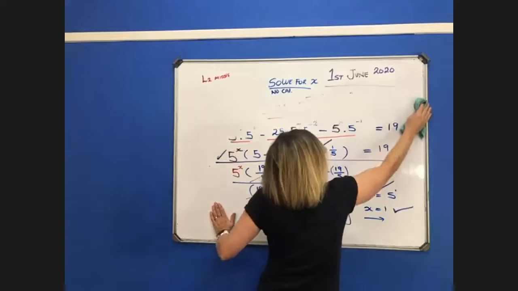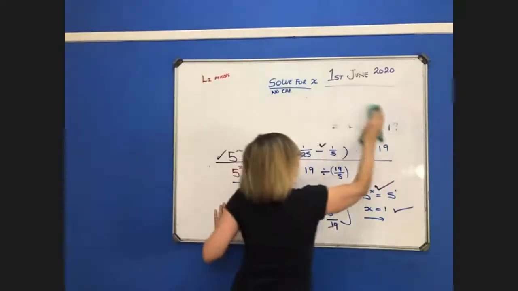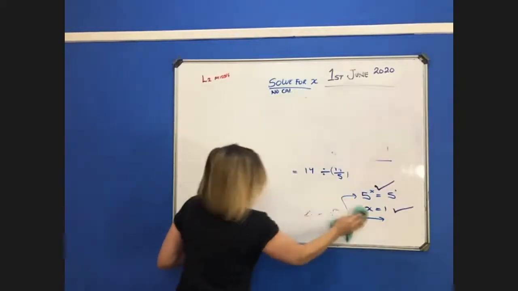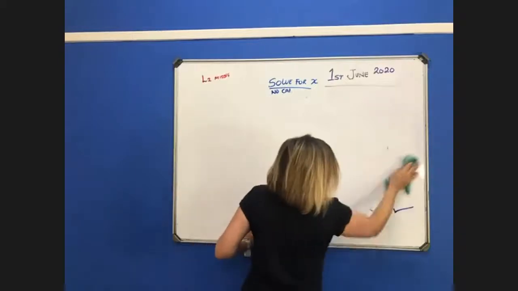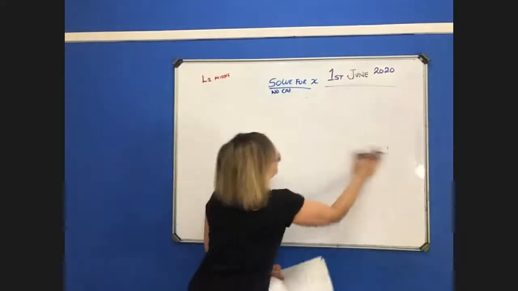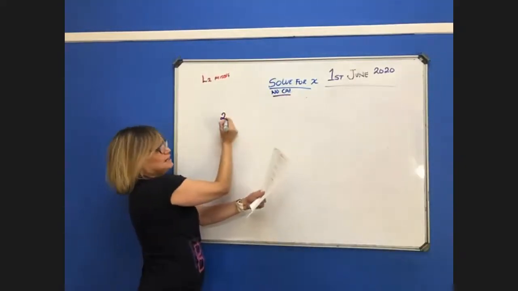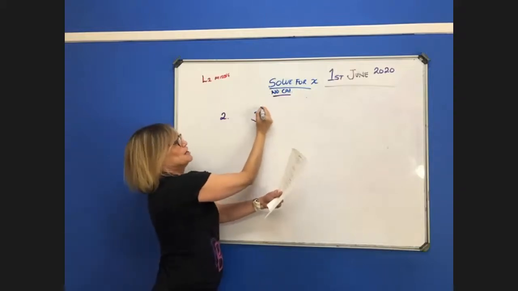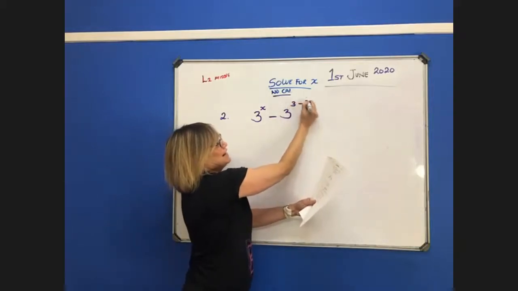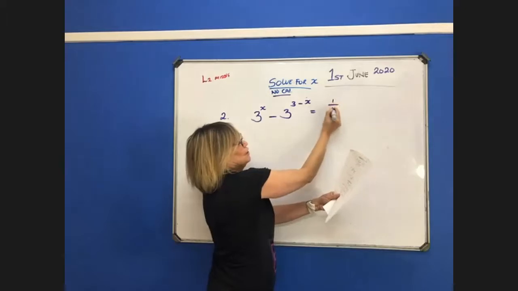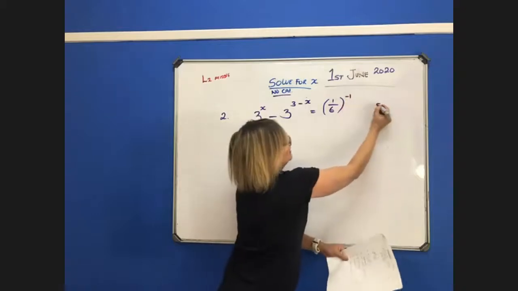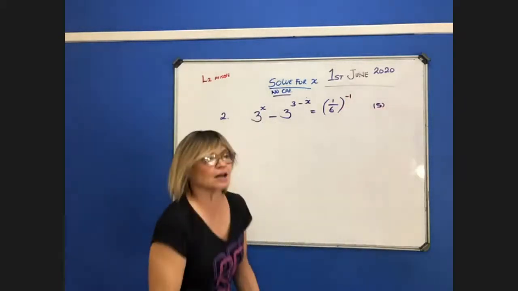The second one is: write down the question and analyze what the level is. Solve for x, no calculator. I gave you (3 to the x minus 3 to the 3 minus x) equals 1 over 6, in a bracket, to the exponent of minus 1. Now, initially, that might look hard.